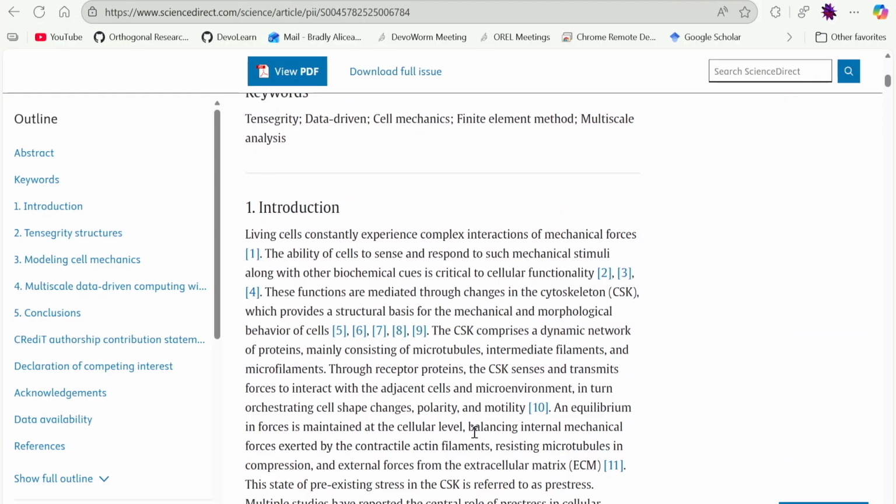And this is interior cells. It's not epithelial tissue or endothelial tissue. It's the interior cells, which is nice.